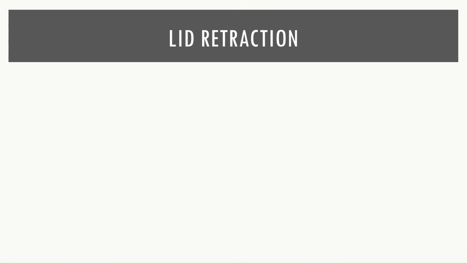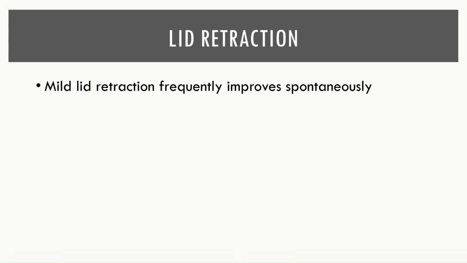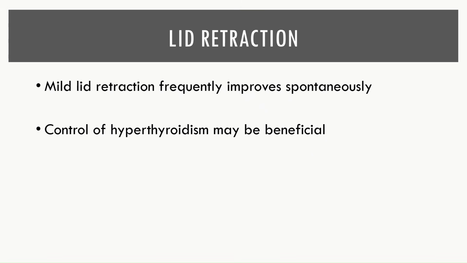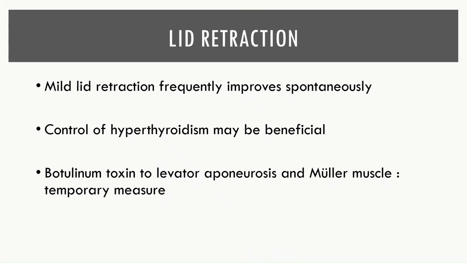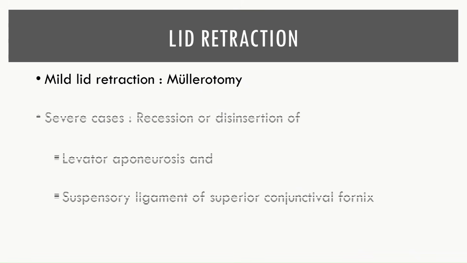Lid retraction. Lid retraction may improve spontaneously in mild cases. Control of hyperthyroidism may be beneficial. Botulinum toxin to levator aponeurosis and Muller muscle can be used as a temporary measure. Mullerotomy is effective for mild lid retraction, but more severe cases may also require recession or disinsertion of the levator aponeurosis and the suspensory ligament of the superior conjunctival fornix.